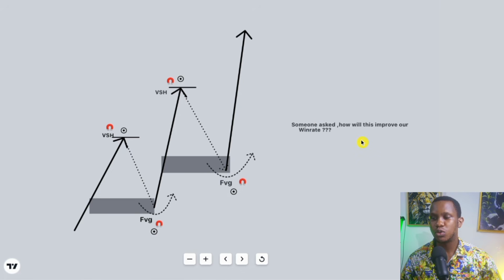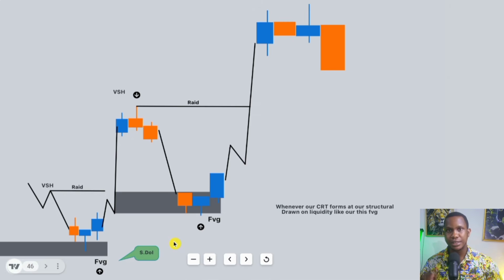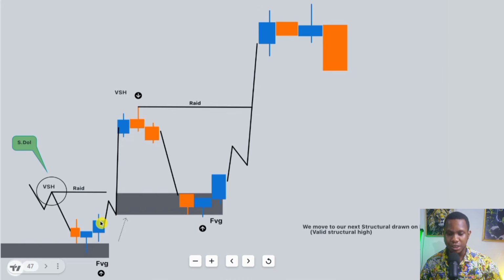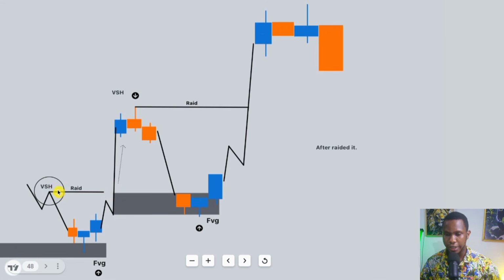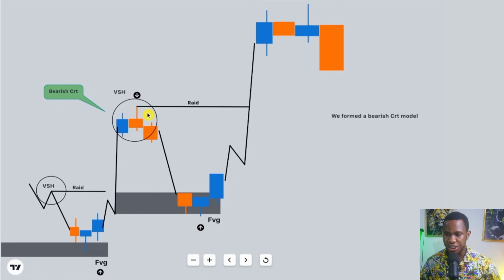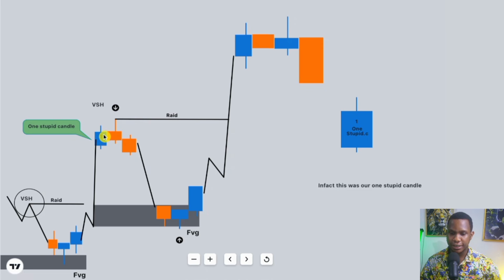Someone watching will ask, Vito Snow, but how will this improve our win rates? So traders, whenever our CRT forms at our structural draw on liquidity, like our fair value gap in this scenario, we will definitely move to the next structural draw on liquidity. And can you see afterwards we raided this valid structure high and we formed a bearish CRT model. In fact, this was our one stupid candle. This thing here, I'm bringing it out here so you understand properly. This is our one stupid candle, guys.